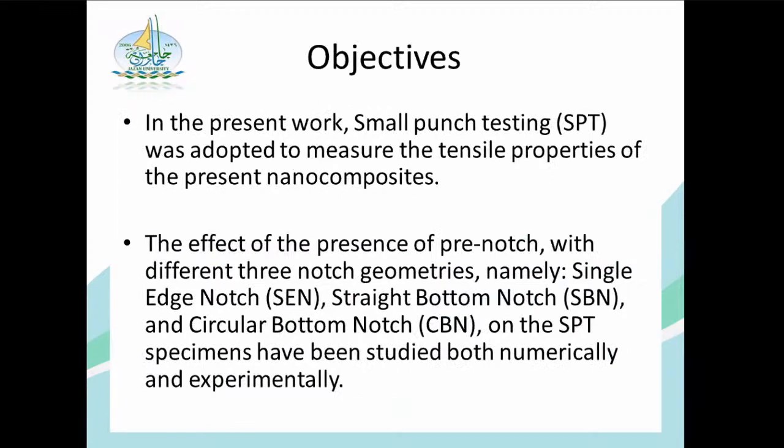The two main objectives of our study were, first, to use the small punch test, which was adopted to measure the tensile properties of the present nanocomposite. The second objective was to study the effect of the presence of a pre-notch with three different notch geometries: first, the single edge notch, second, the straight bottom notch, and the circular bottom notch. The small punch test specimens were studied both numerically and experimentally.